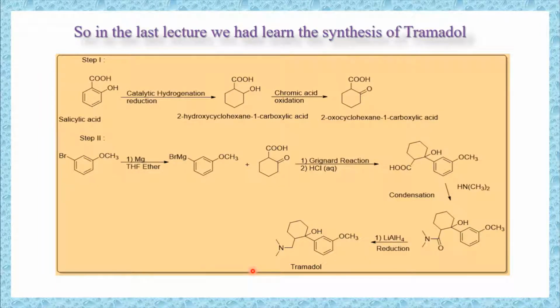So this tramadol produces analgesic action similar to opiates, and the opiates are nothing but morphine, codeine, thebaine, then heroin. Then papaverine, narcotine. So these are the opiates. It produces analgesic action similar to opiates, and it is formed as a mixture of cis and trans. But it is observed that the trans isomer actually has the analgesic action.